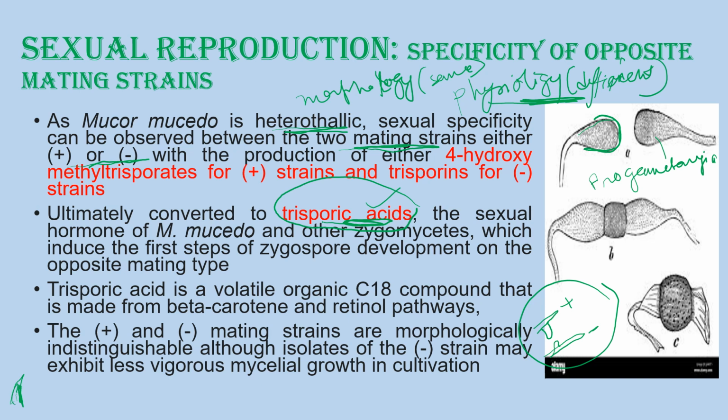So once this progametangia is formed, the tip of the progametangia undergoes swelling. Once the swelling occurs, they come close to one another, and a septum is formed. This septum divides the progametangia into the gametangia and the suspensor cell or the basal cell.